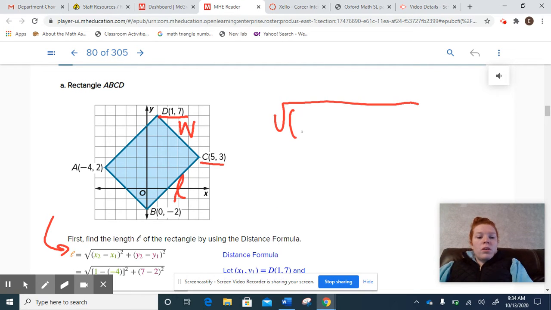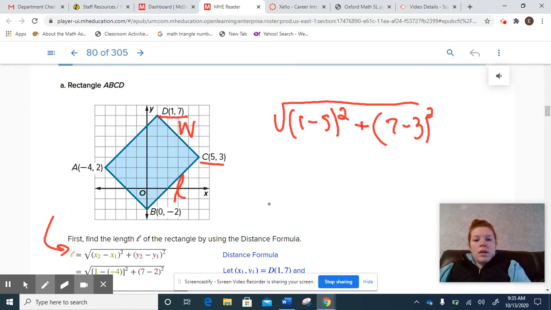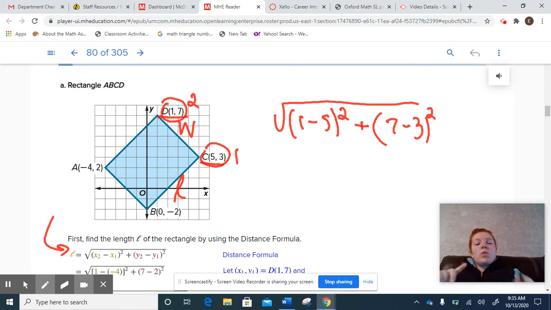So we're going to go square root of, let's see, 1 minus 5 squared plus 7 minus 3 squared. This is going to be my x2, y2. This is my x1, y1. It doesn't matter which one goes where. You just have to make sure that you keep them both in the same places. So let's see what this equals.